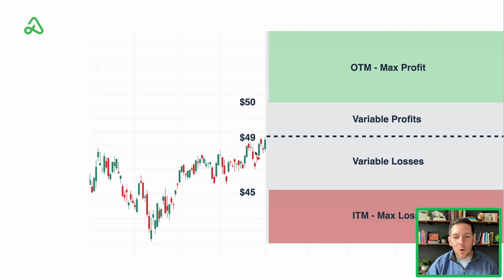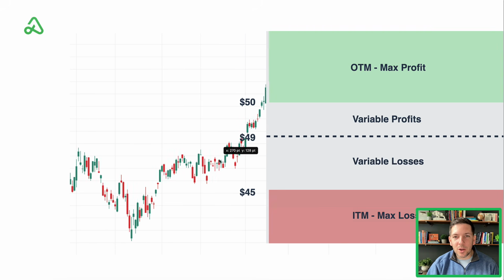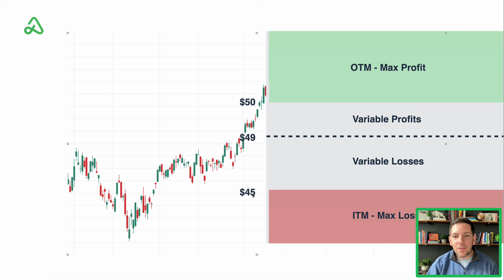So your goal is that if you are entering this position, you want the stock to stay the same, trade sideways. It can even trade a little bit lower, but it really can't go below the strikes that you have here. So in this case, you don't want it to go significantly lower than your 45 strike. You definitely don't want it to go lower than your 50 if you can help it. That's your max profit zone.